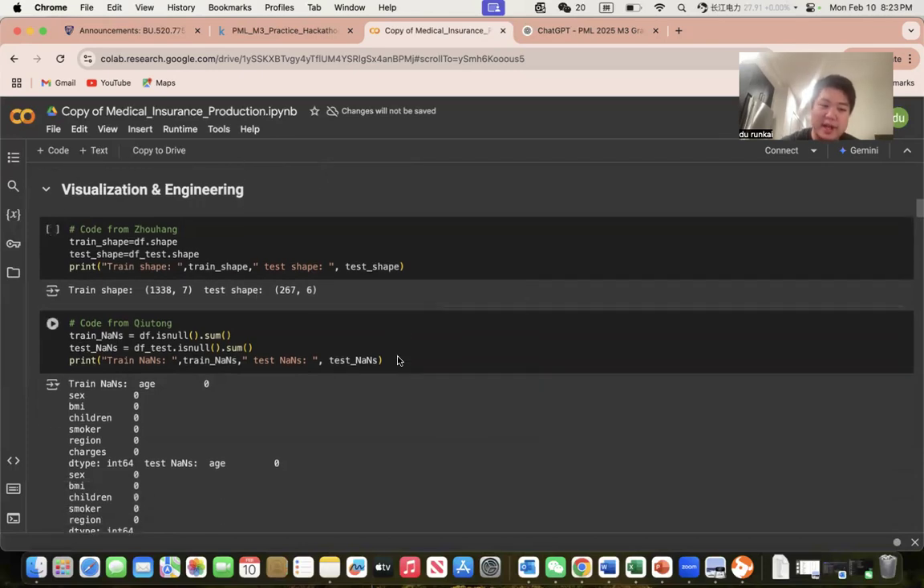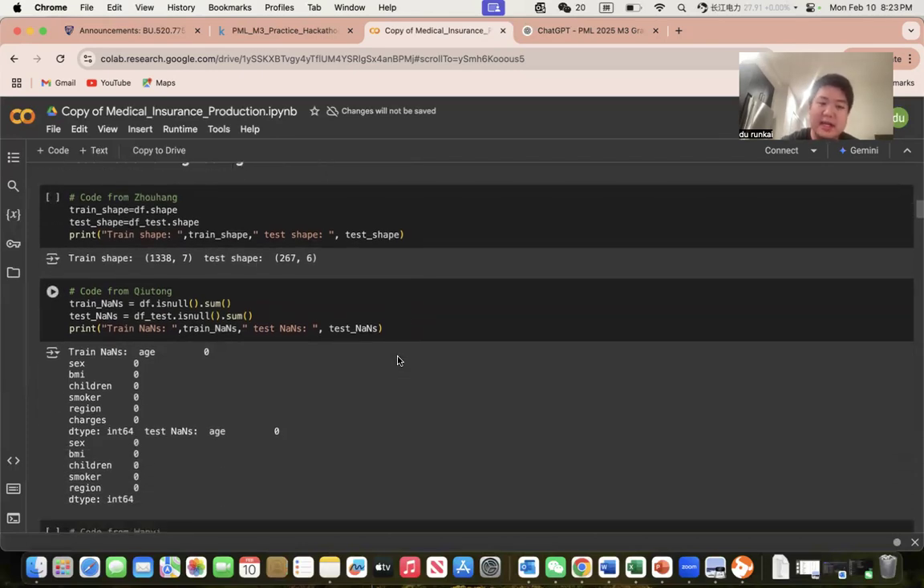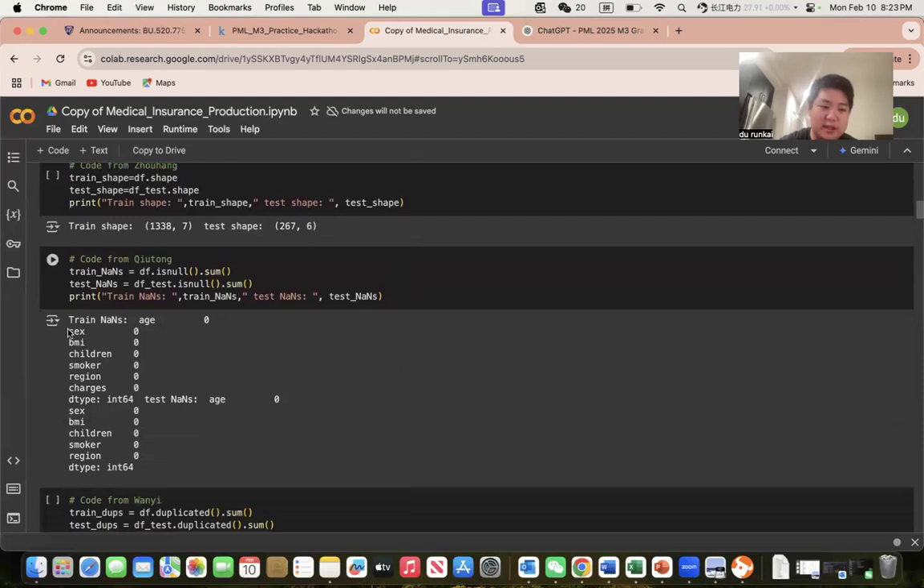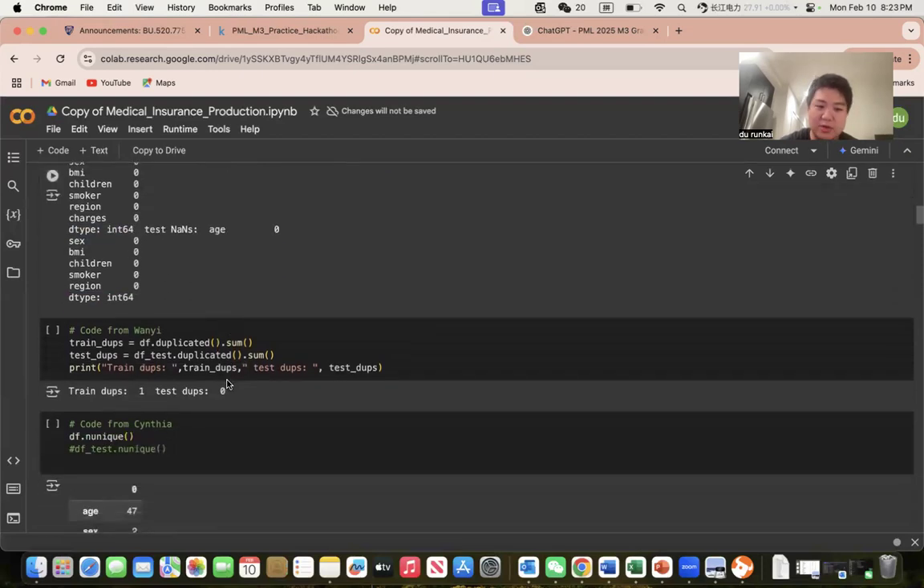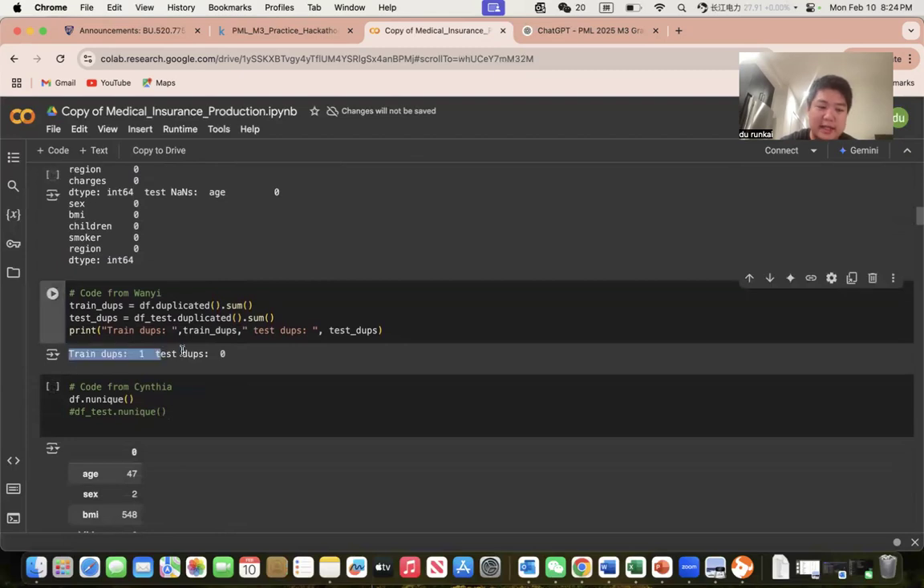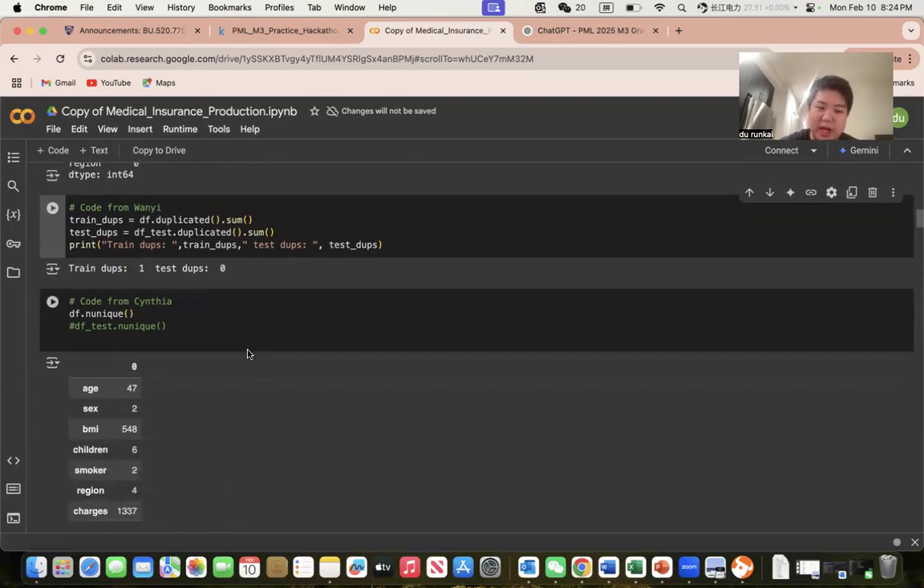The next step is checking for missing values in the data set. There are no missing values in the train data set and no missing values in the test data set. That's good. For the duplicates, there is only one duplicate in the train data set. Only one cannot affect anything, so we don't need to care about it.